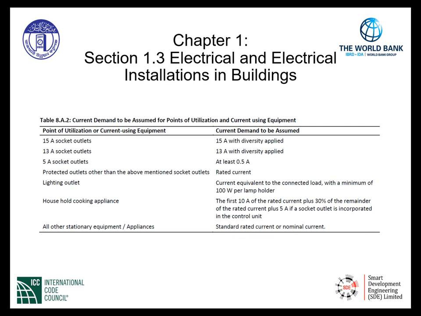For any household cooking appliances, we say that the first 10 amp of the rated current plus 30% of the remainder of the rated current, plus 5 amps if a socket outlet is incorporated in the control unit. Finally, the last item for point of utilization is all other stationary equipment and appliances. The current demand for this particular point of utilization equipment is that the standard rated current or nominal current must be applied for the current demand to be assumed.